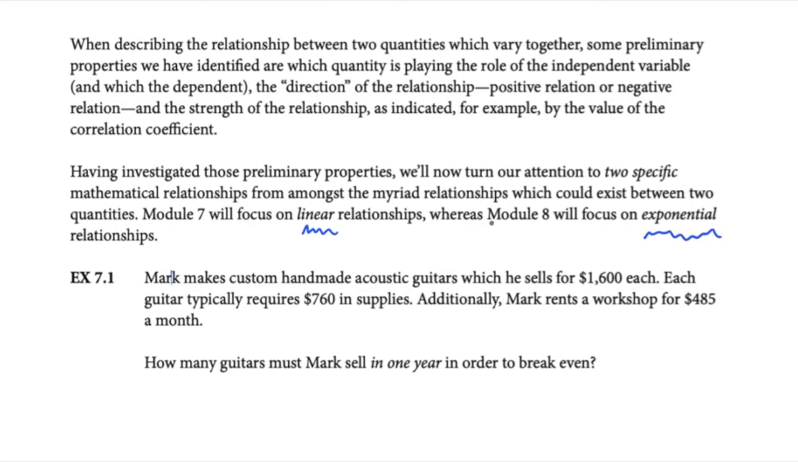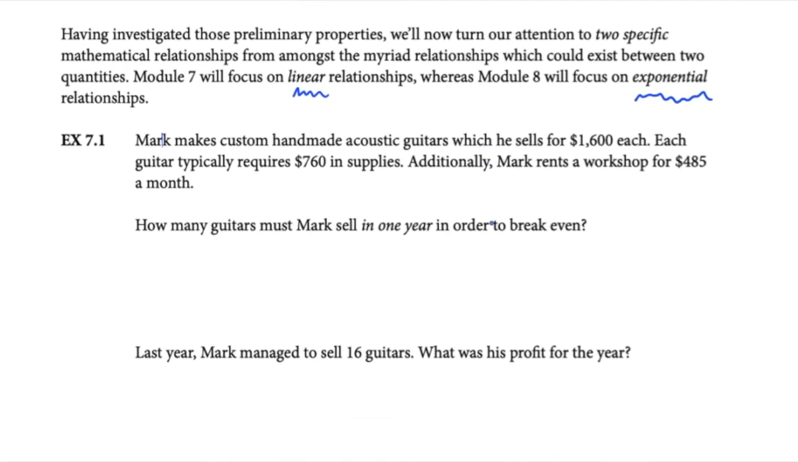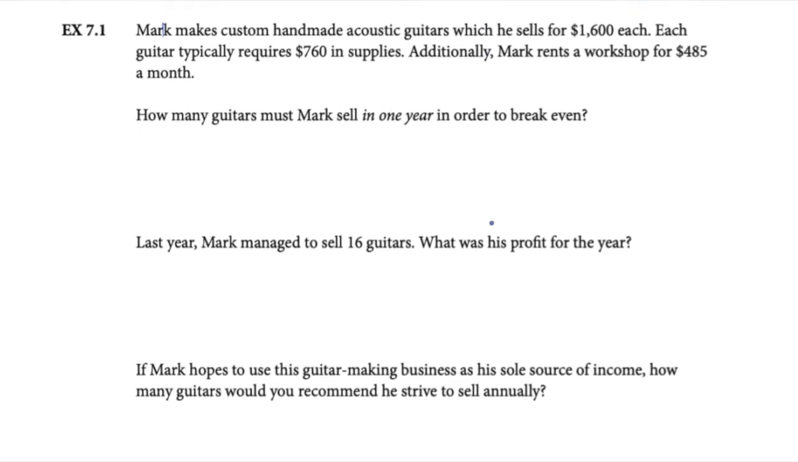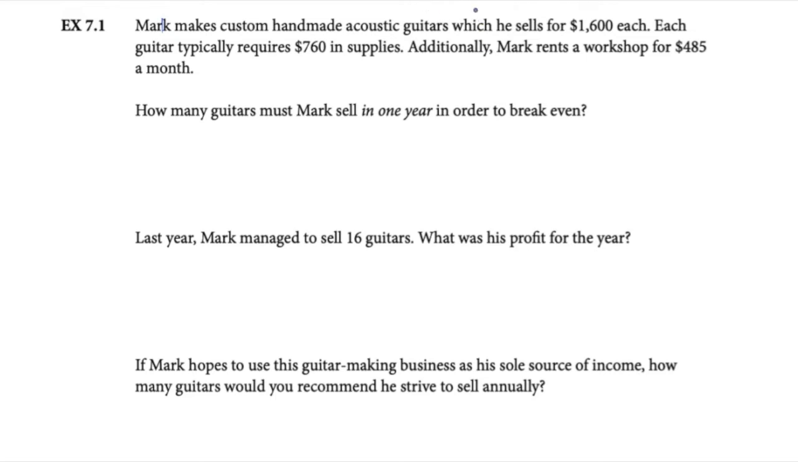We're going to start with an example where my friend Mark is going to be building some custom guitars. It says here that Mark sells each of his handmade acoustic guitars for $1,600, while each guitar requires $760 in supplies, and he's got a workshop that he pays rent of $485. To start, we want to know how many guitars Mark has to sell in a single year in order to break even. I'm going to define the variable x to indicate the number of guitars that Mark makes and sells.